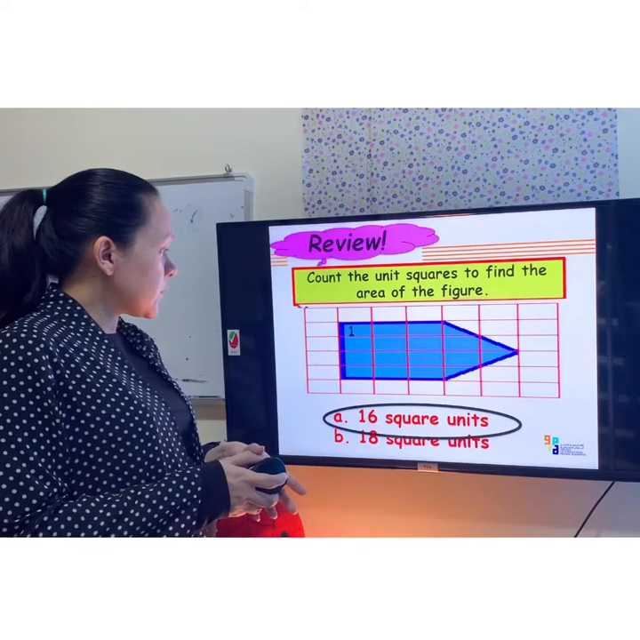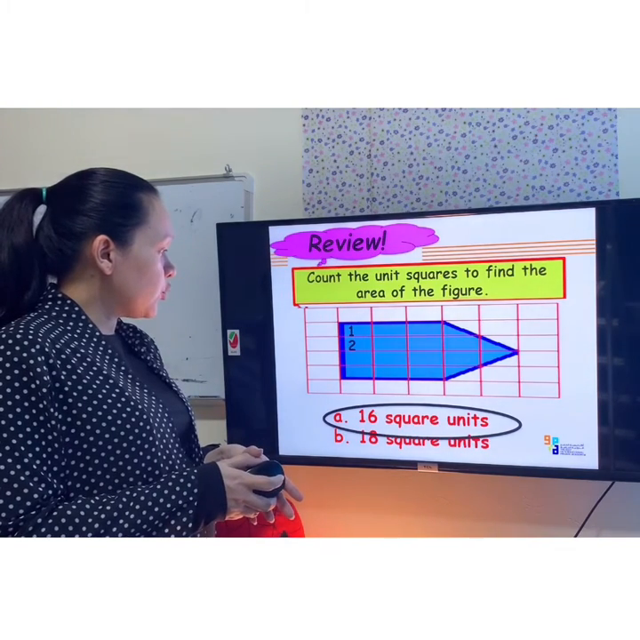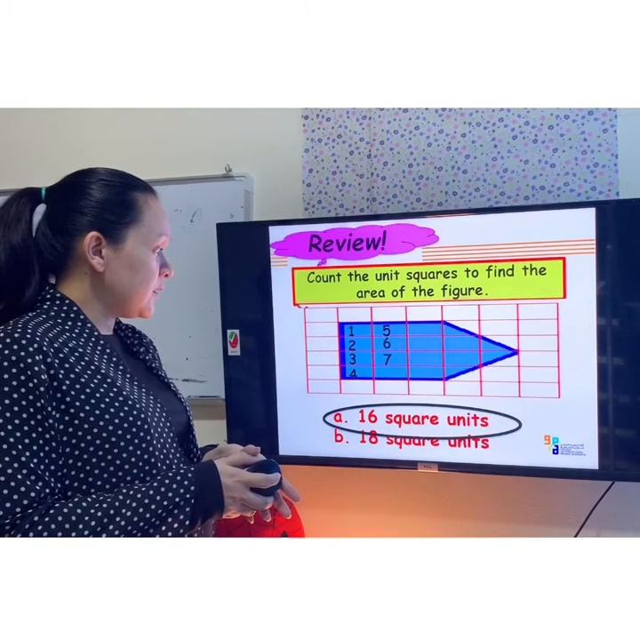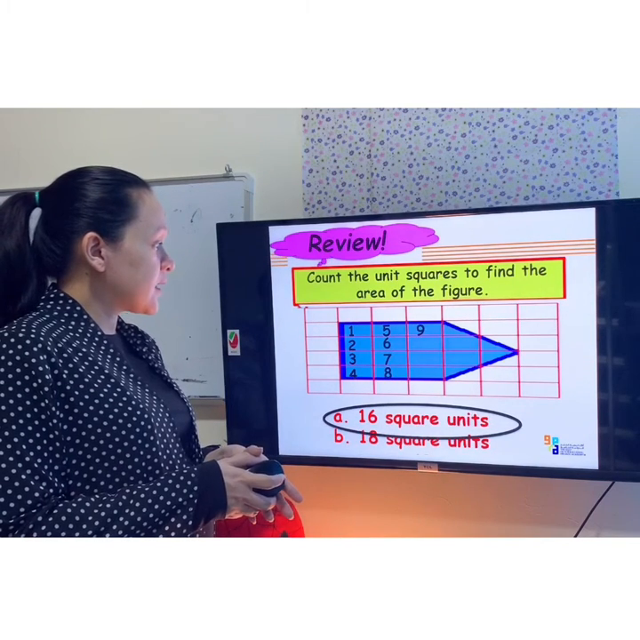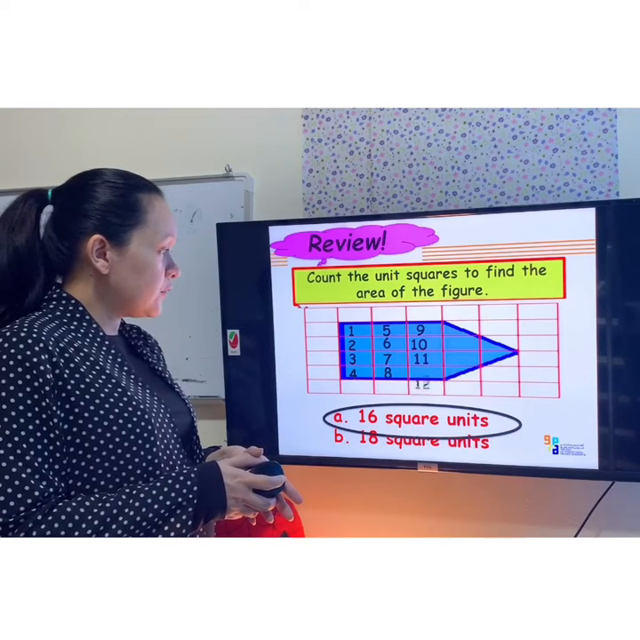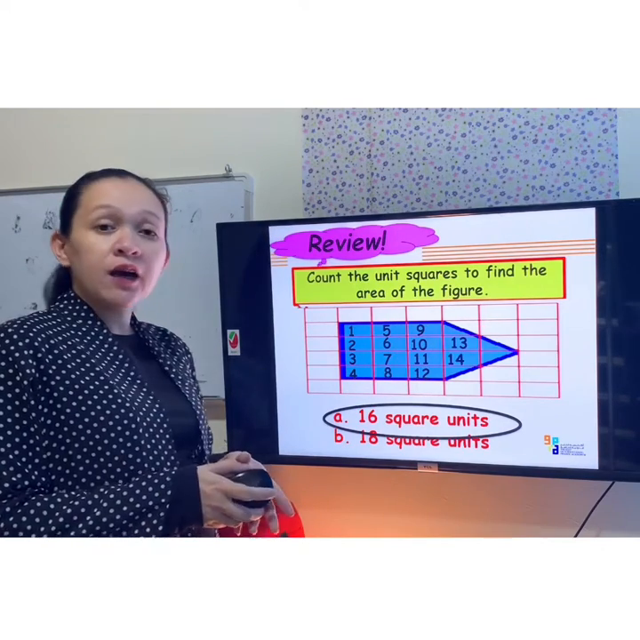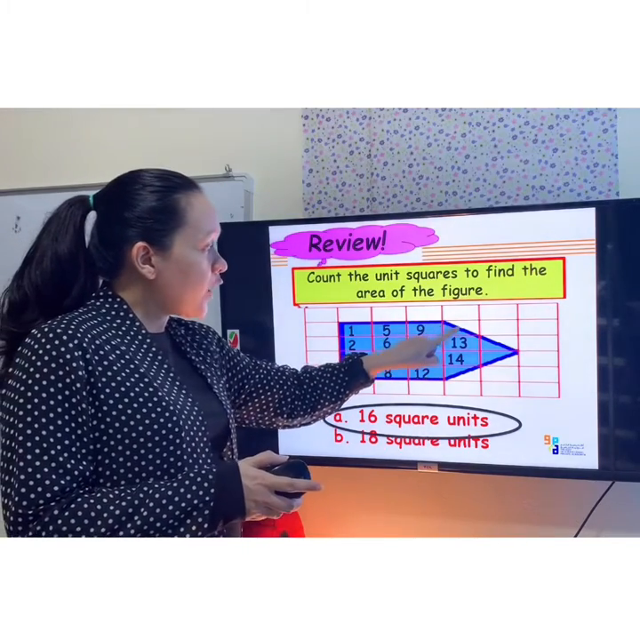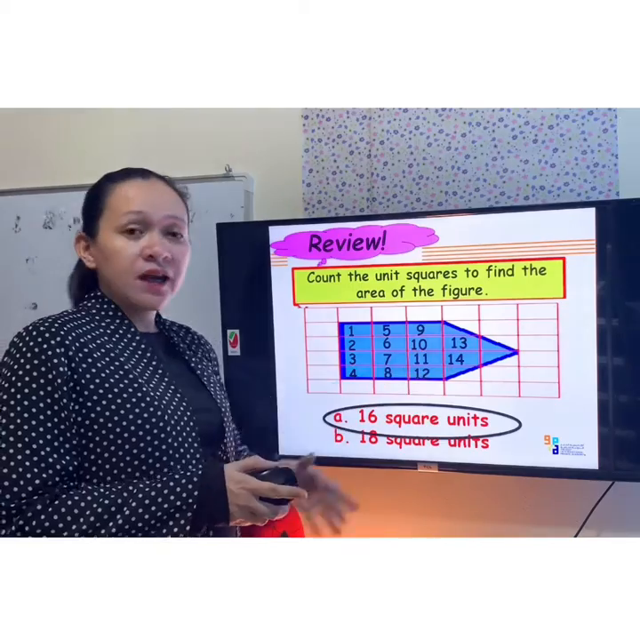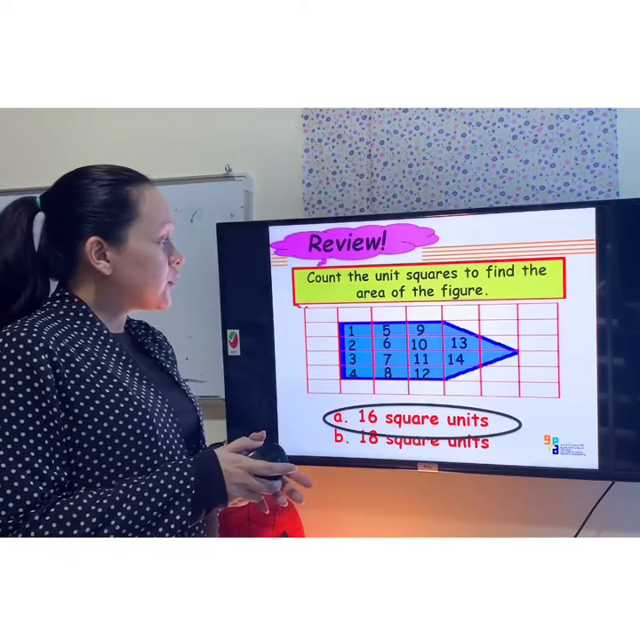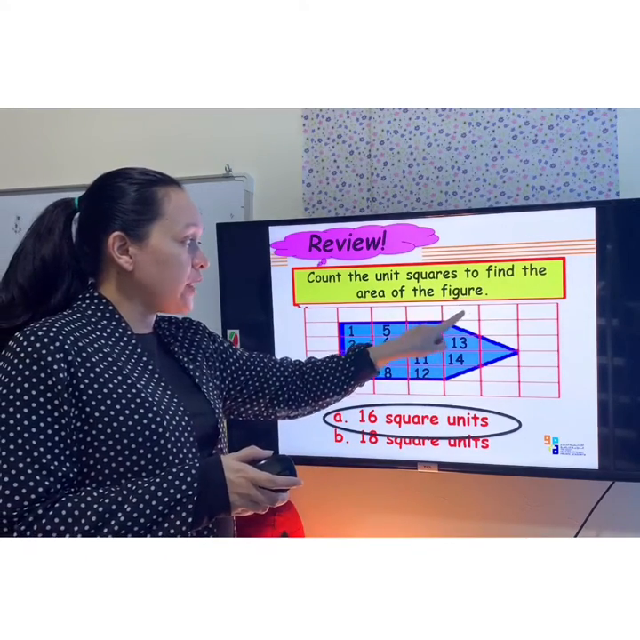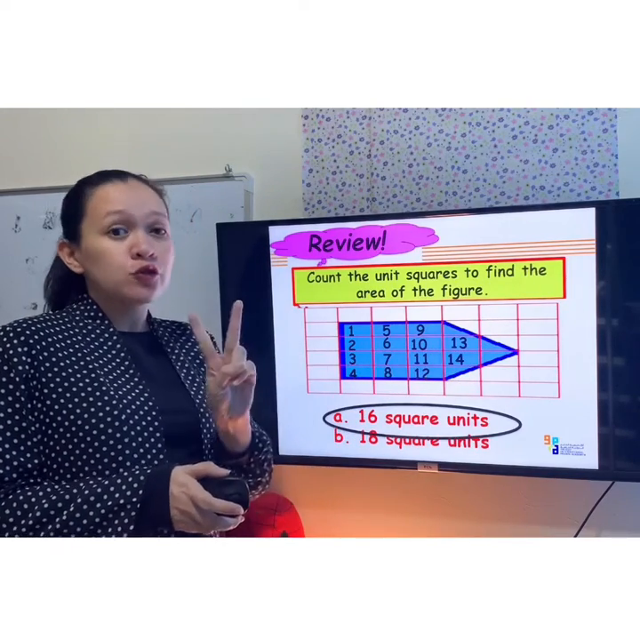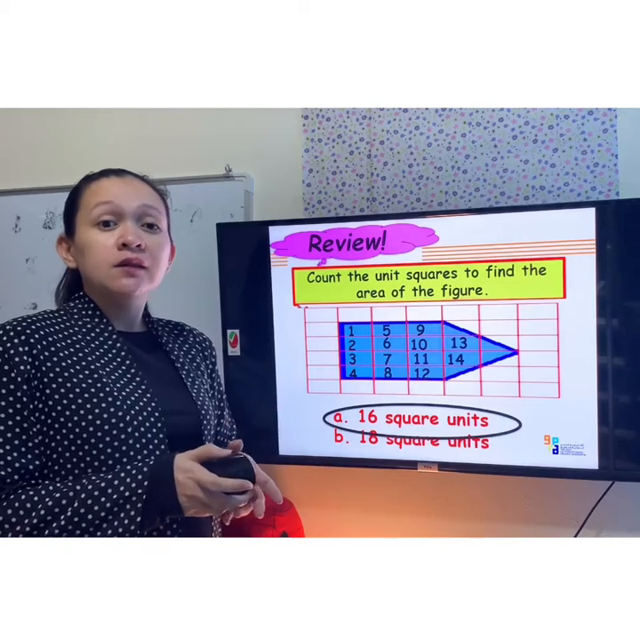Now we are going to start counting 1, 2, 3, 4, 5, 6, 7, 8, 9, 10, 11, 12, 13, and 14. We have 14 whole square units. But if you have noticed, we have here half square units. Then how are we going to count it? We are going to count it by half. This is 1/2. And also this is 1/2. So remember, if you have 2 halves, this is equivalent to 1.